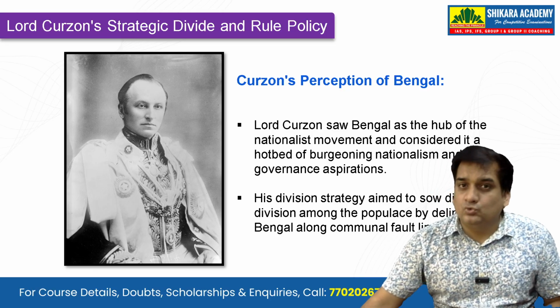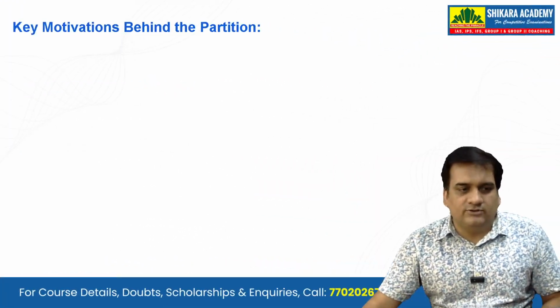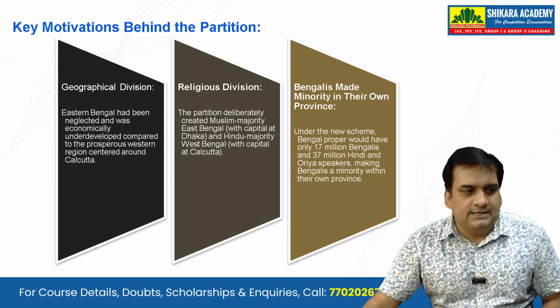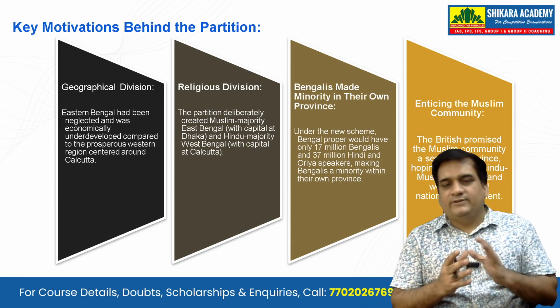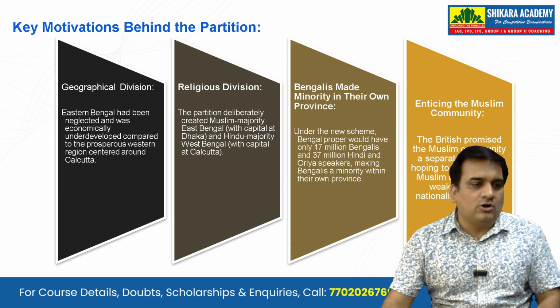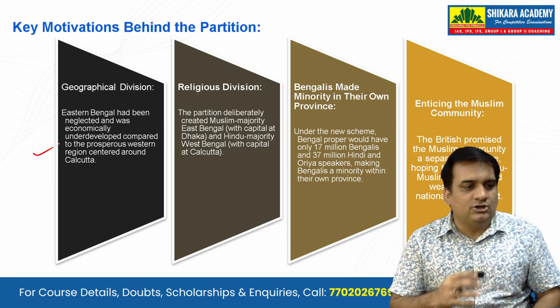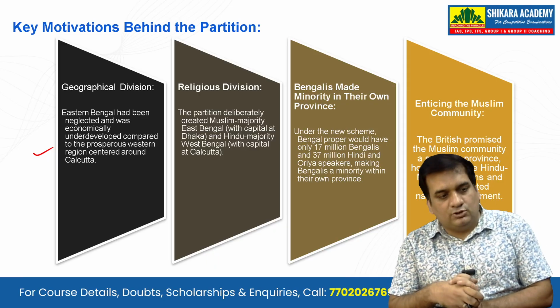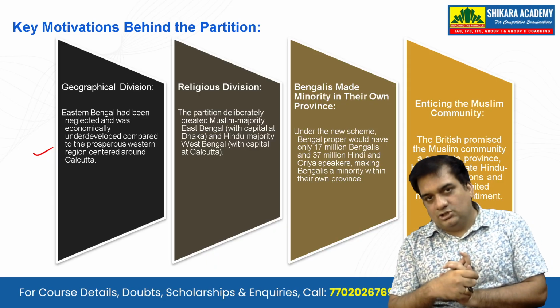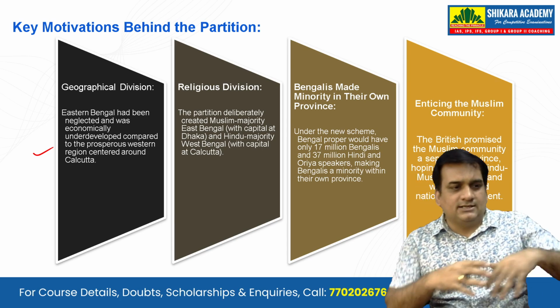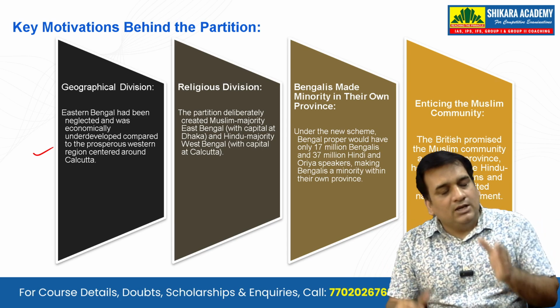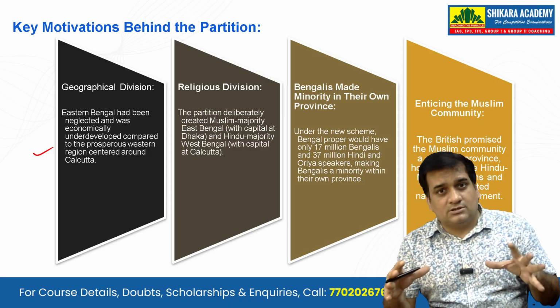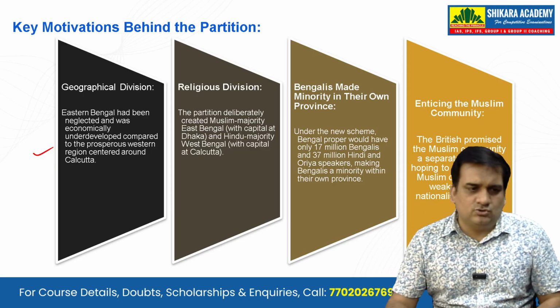Now, there were two types of reasons given for the division of Bengal. Number one, it was a geographic division. Eastern Bengal had been neglected and was economically underdeveloped compared to the prosperous Western region. So that was one reason given, that it is a very big area, and that big area cannot be administered so easily. That is why we are doing a geographic division.